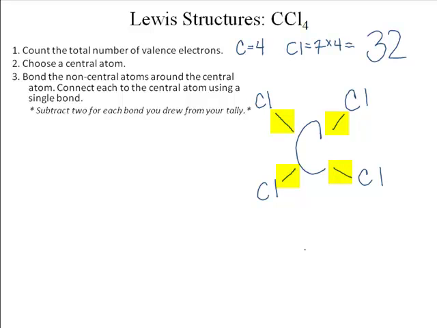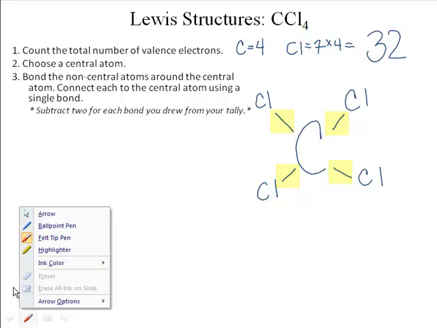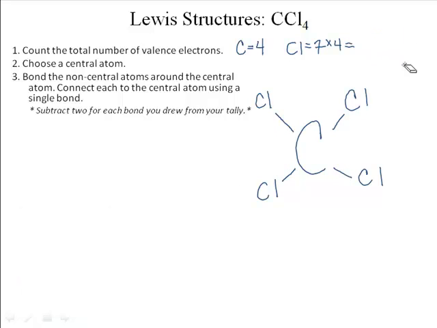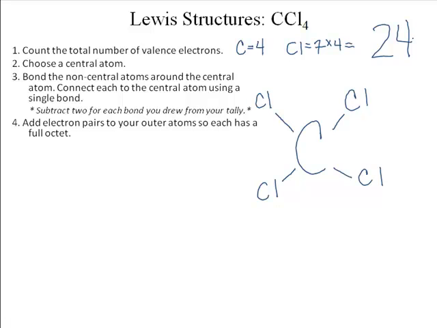So I need to subtract 8 from my 32 valence electron tally. When I do that, I'm going to erase my 32, or if you want, you can just do the subtraction right out on the side of your paper. And I'm going to take 32 and subtract 2, 4, 6, 8 valence electrons. So now I'm down to a tally of 24 electrons. In other words, I've just used up 8 electrons just gluing this molecule together. Now that I've done that, I need to distribute the remaining 24 electrons.